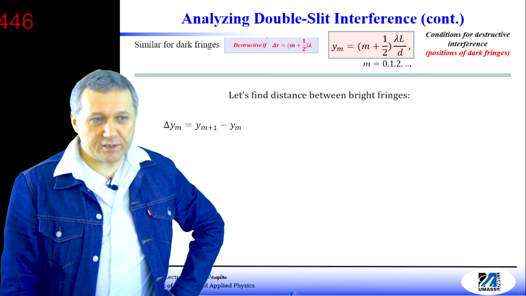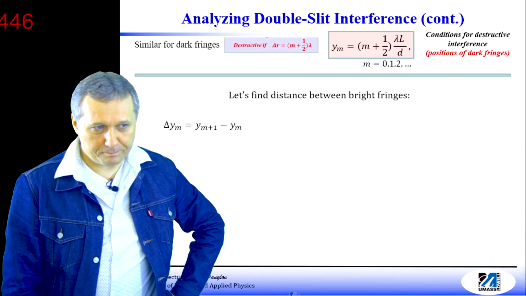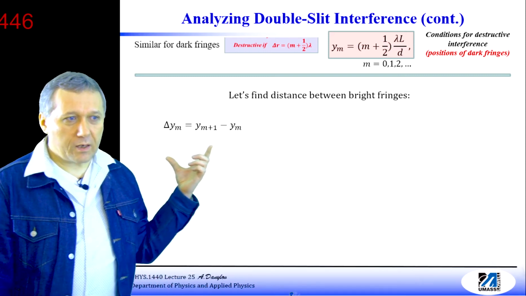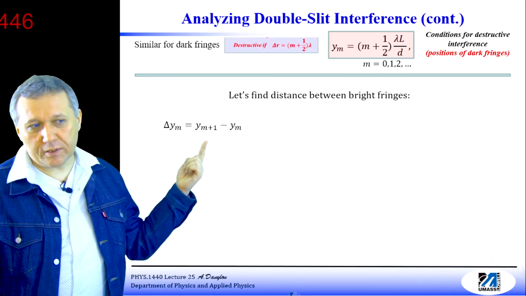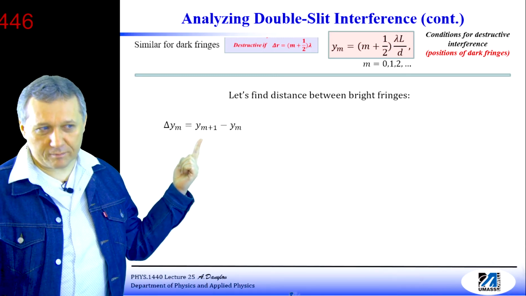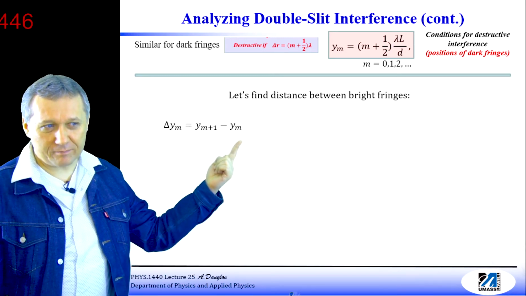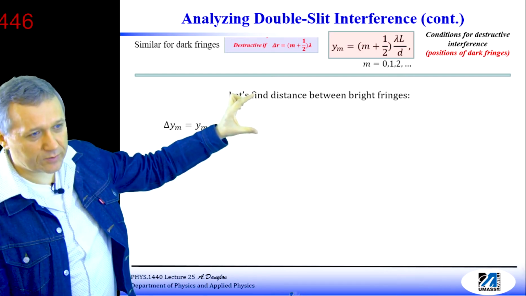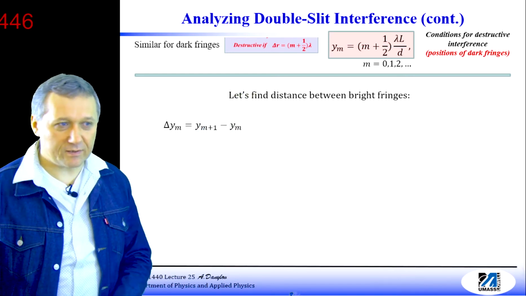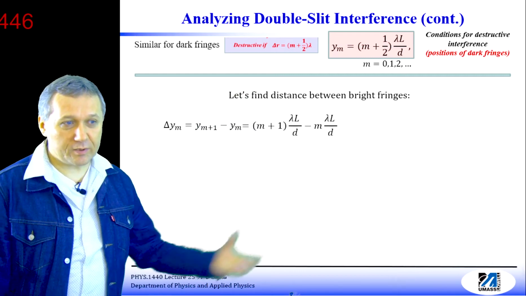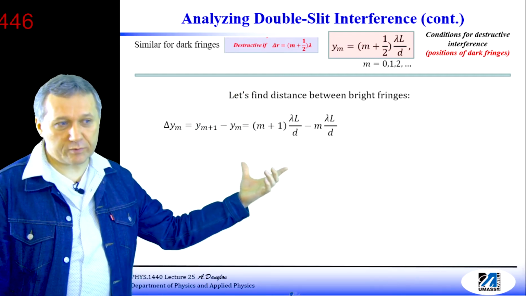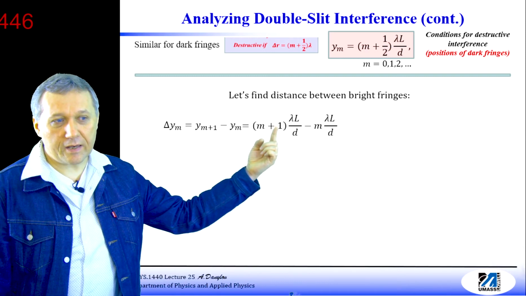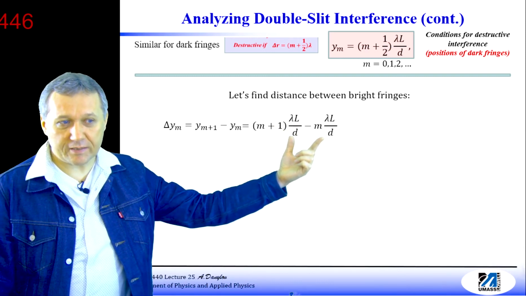You can easily find the distance between bright fringes. If you take the distance to the bright spot m plus 1 and bright spot m, basically two adjacent bright spots, and subtract their distances, you will get this. I just use the formula which I just derived. So it's (m plus 1) lambda L over d minus m lambda L over d.